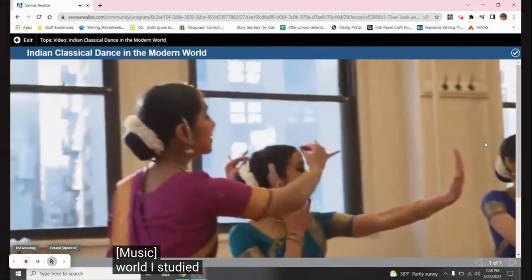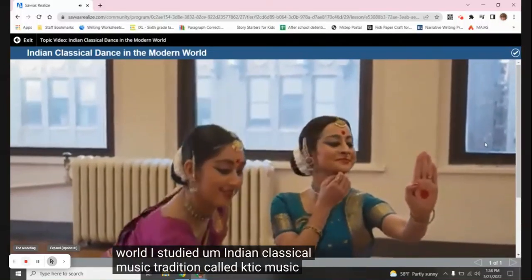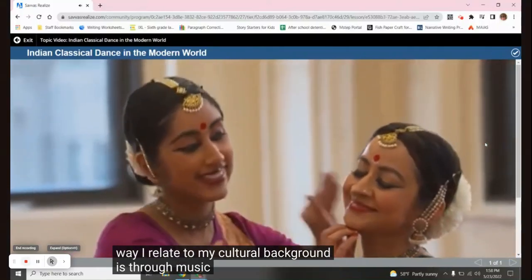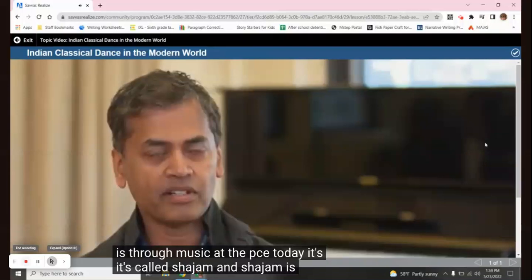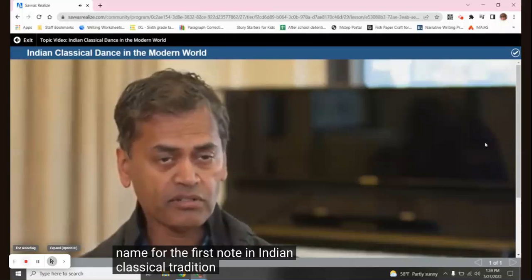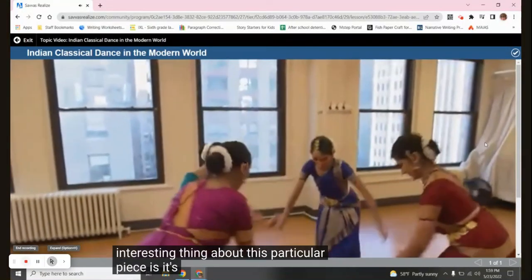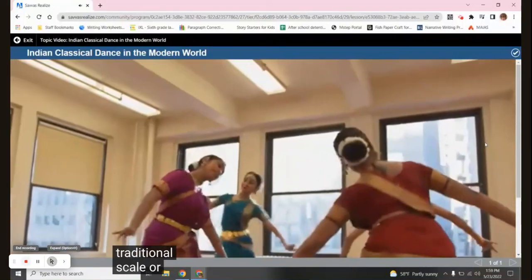I studied Indian classical music, a tradition called Carnatic music. The way I relate to my cultural background is through music. The piece today is called Shajam, and Shajam is the name for the first note in the Indian classical tradition, similar to Do. The interesting thing about this particular piece is it's a different take on a very traditional scale called Natak.